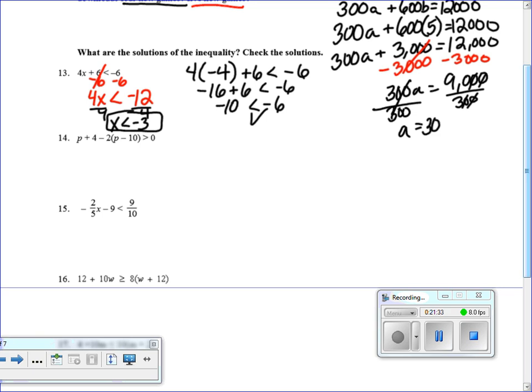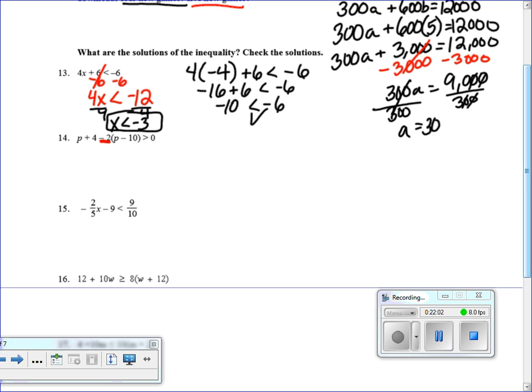Okay, p plus 4 minus 2 times the difference of p minus 10 is greater than 0. Just like we would in an equation, we're going to start with the distributive property, then we're going to move to combining like terms. Biggest thing here is making sure that when you're distributing, you're not distributing by a positive 2, but that you are distributing by a negative 2. That minus sign means that it is a negative, which is going to change your solution.